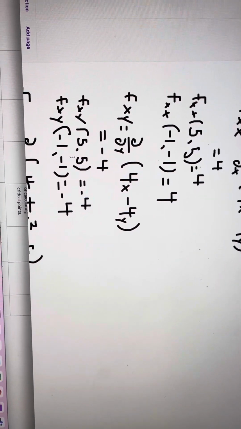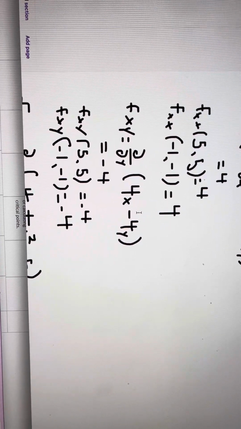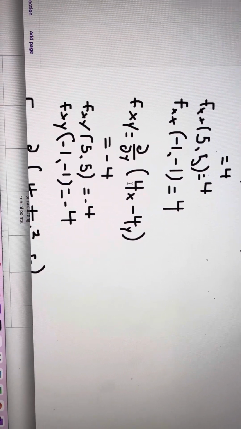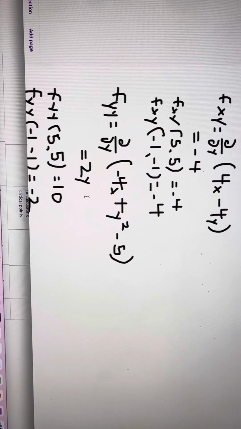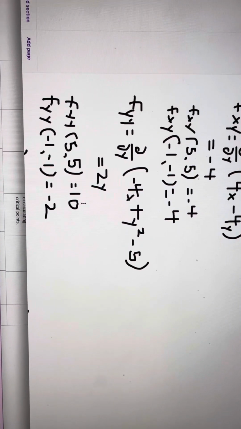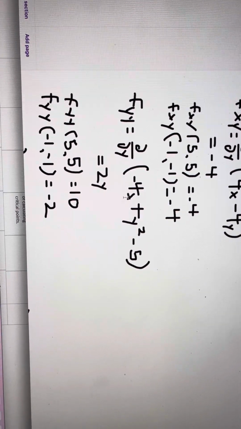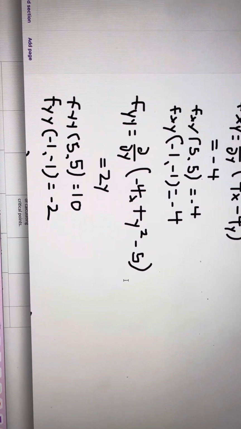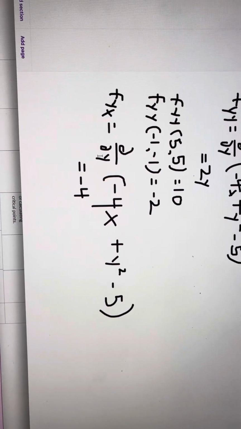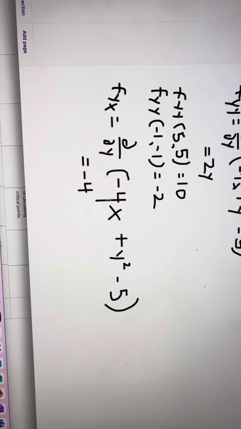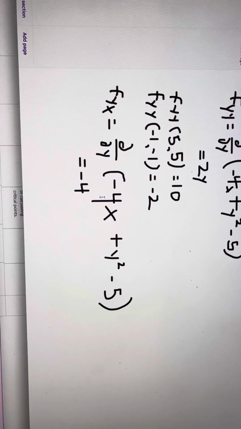For fxy, the partial derivative of 4x minus 4y, there's the work. And then fyy, using the partial derivative of negative 4x plus y squared minus 5, that got me 2y. And then fyx, using that same formula from the previous one, got me negative 4.